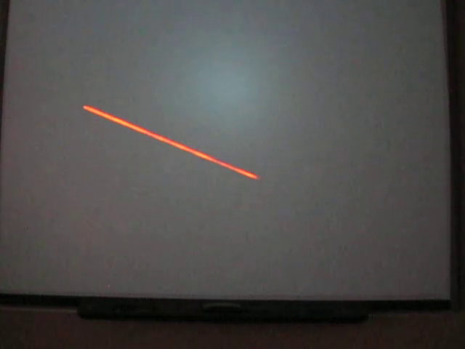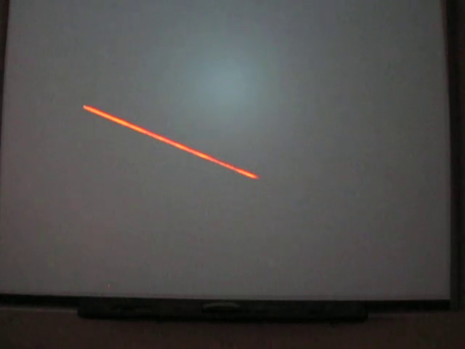And our goal is to measure the angle of incidence, which is the angle that the incoming ray makes with the perpendicular to the mirror, and the angle of reflection, which is the angle that the outgoing ray makes with the perpendicular to the mirror.